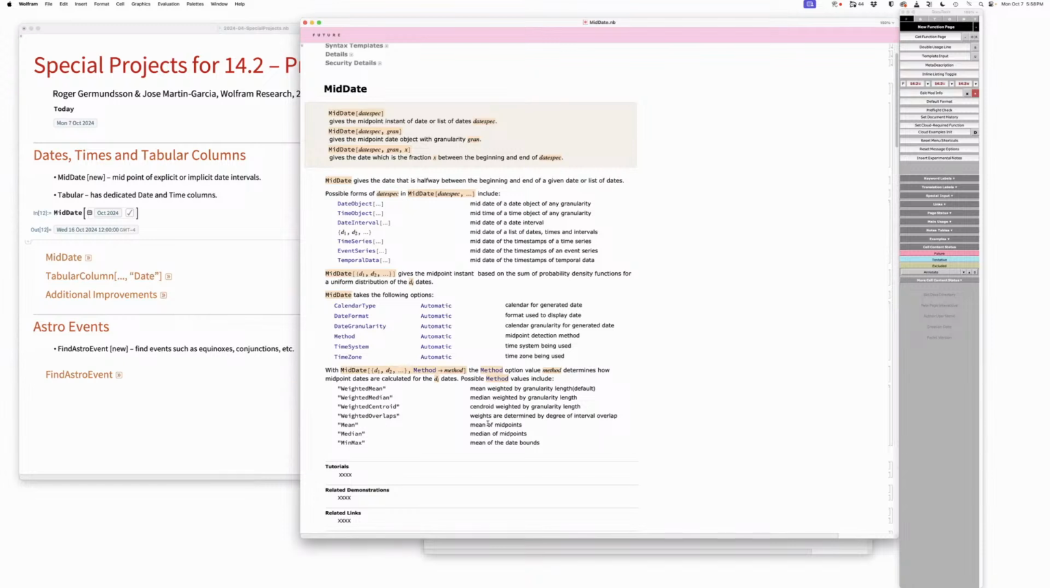Well, okay, hold on. It's a mean. And how is that different from mean of midpoints? What does that mean? That means regardless of the granularity of the dates, we basically look at the midpoint for every input. We should call that midpoint mean.